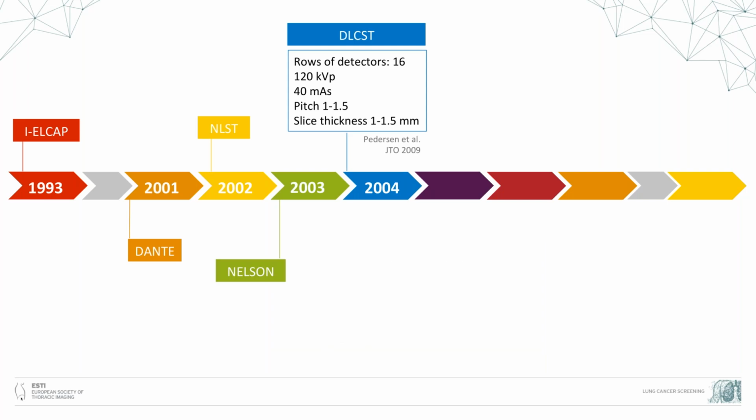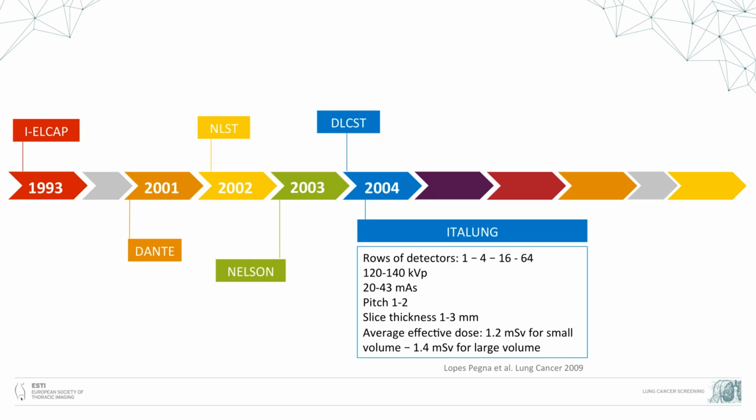Relatively similar settings in the Danish lung cancer screening trial, and then the ITALUNG, more variable parameters, probably related because they had different types of scanners, single slice, 4, 16, and 64, and they also adjusted according to body size.